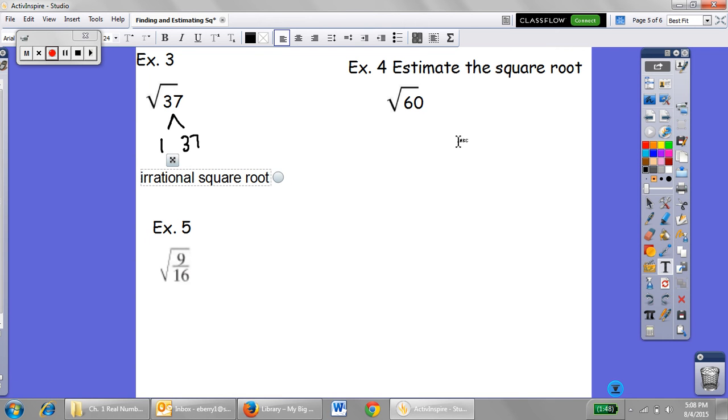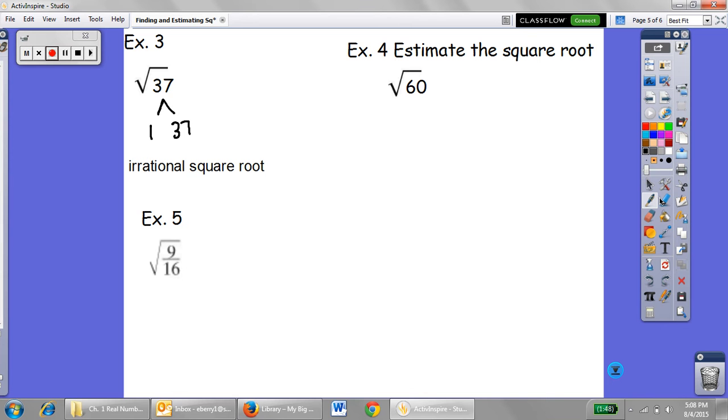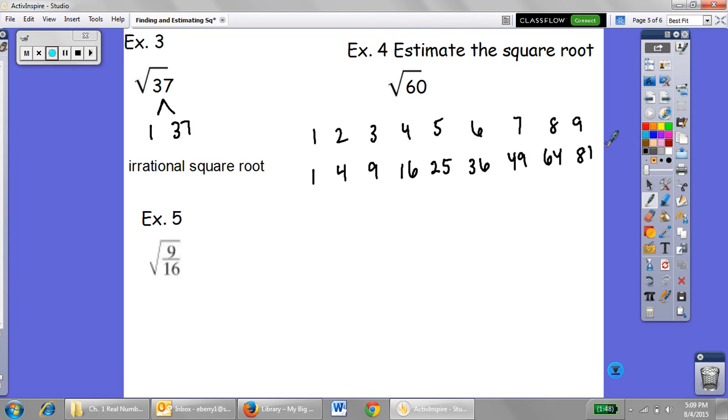Now example 4 says to estimate the square root of 60. So I need to think what two numbers the square root of 60 is between. So the easiest way to do this, I'm just going to write out the numbers 1 through 9 here, and square them to see what ends up closest to 60. So 1 squared is 1, 2 squared is 4, 3 squared is 9, 4 squared is 16, 5 squared is 25, and we have 36, 49, 64, and 81.